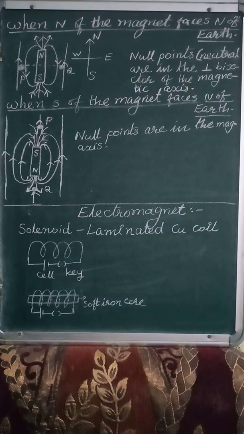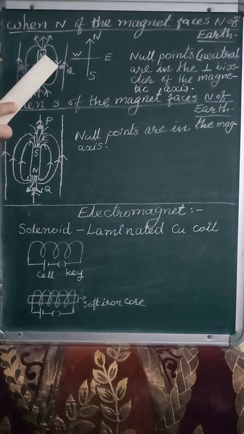Again I am telling, at this point marked as P, the earth field is going upward, the bar magnetic field is coming downward. So at a particular point, you can see marked as P, the total magnetic field is 0. Why is it 0? Because the earth field is going upward, the bar magnet field lines are coming downward. Their values are equal and opposite. So the result will be 0. It means at that point P, there is no magnetic field.